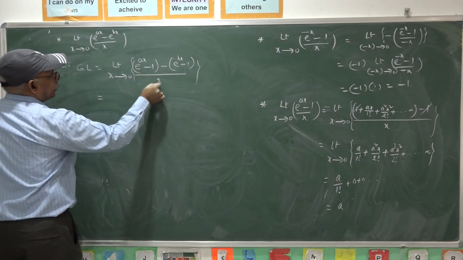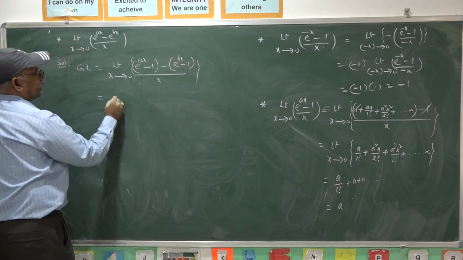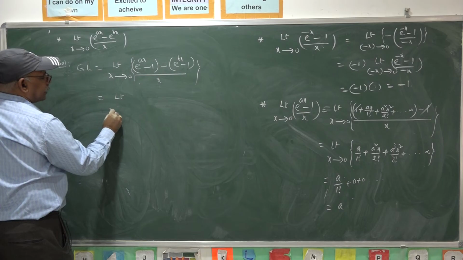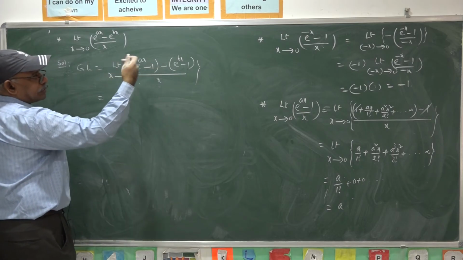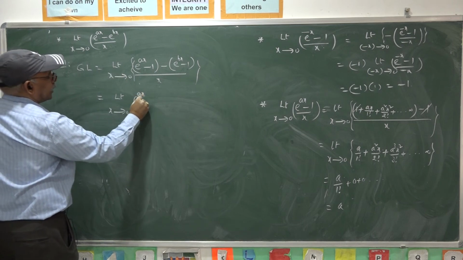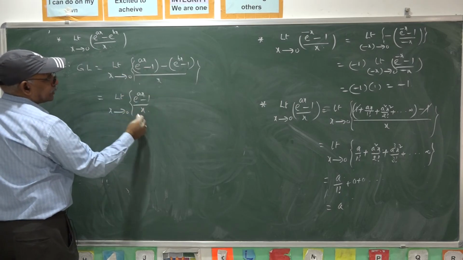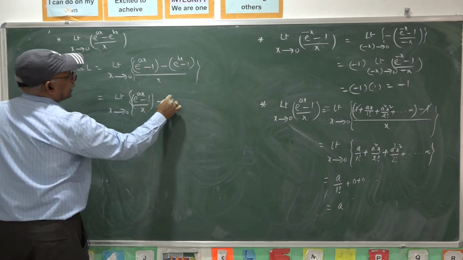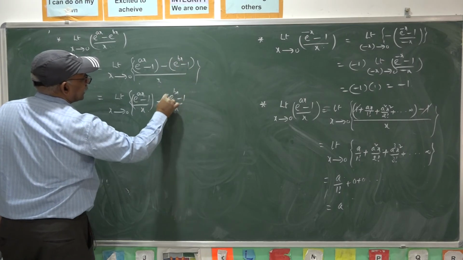Now, divide the numerator with the denominator. What is the denominator here? x. Dividing the numerator with the denominator, we get limit as x goes to 0. Dividing the numerator with the denominator means you have to divide each and every term in the numerator: (e power ax minus 1) by x, dividing this term with x, minus dividing the other term, (e power bx minus 1) by x.